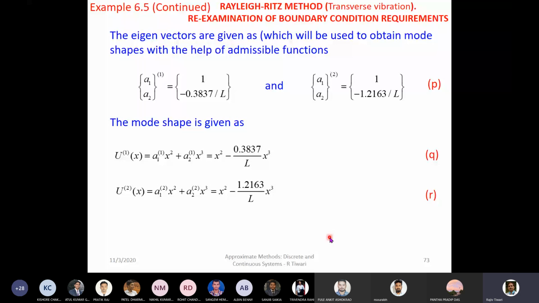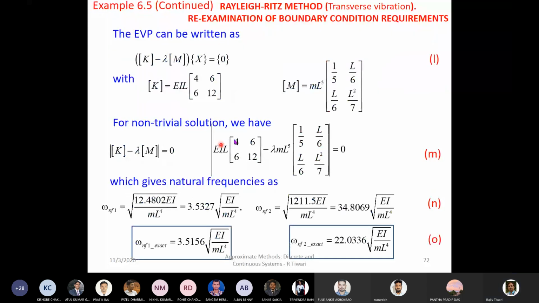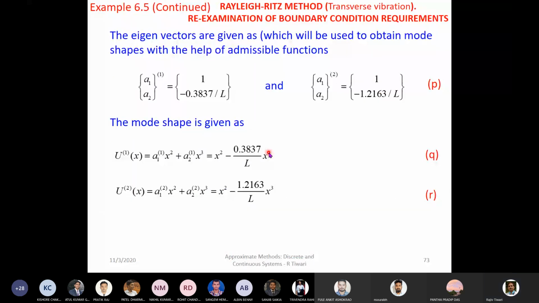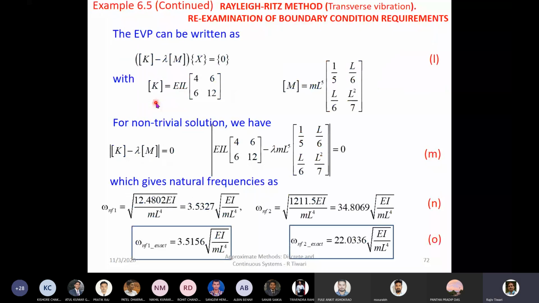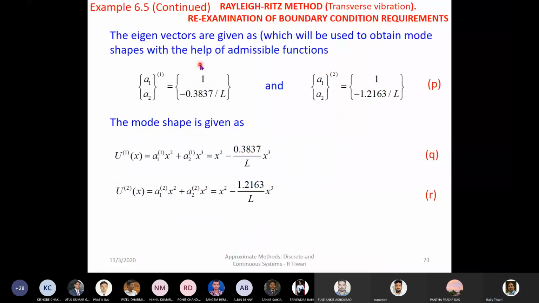Now, from the previous step, once we got the eigenvalue, we can get the eigenvector also. So eigenvector, this is corresponding to the first natural frequency. This is the eigenvector corresponding to the second natural frequency. If we go back, these are, in the Rayleigh-Ritz method, the constants which we chose in the series. So these are the a1 and a2 in the series.